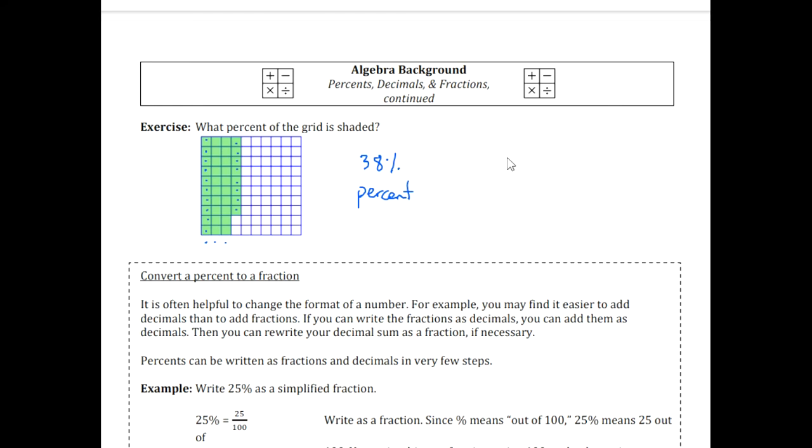If we wish to write it as a fraction, and sometimes it's very useful to do so, we can write that as 38 over 100. So this is the fraction format.